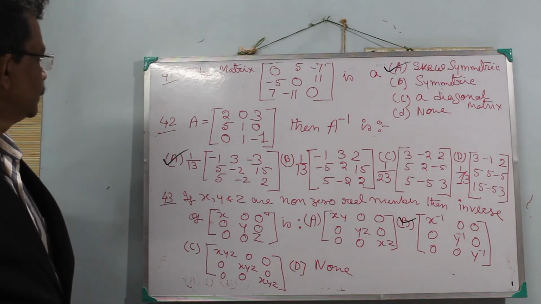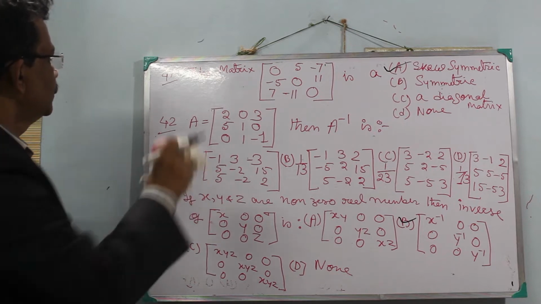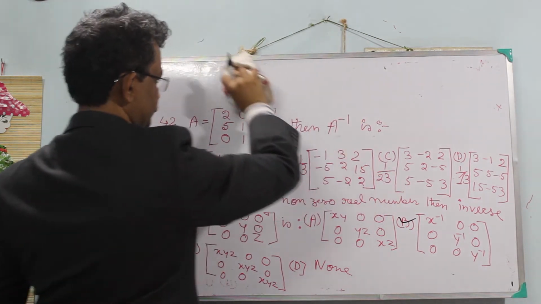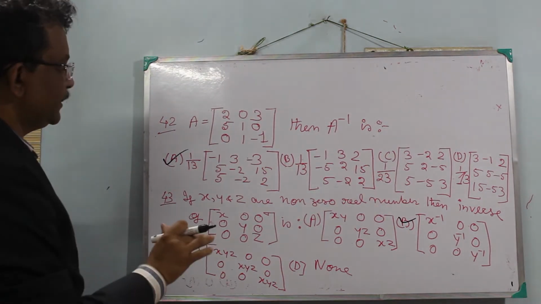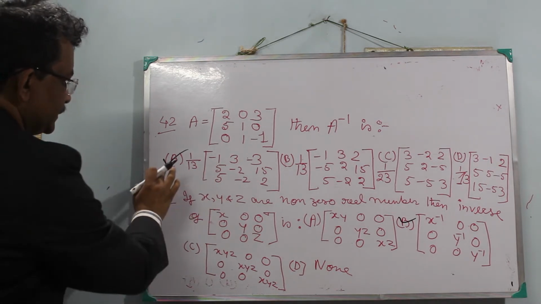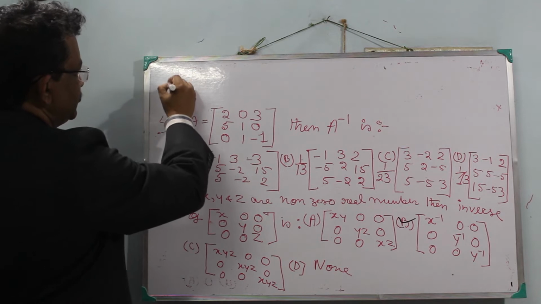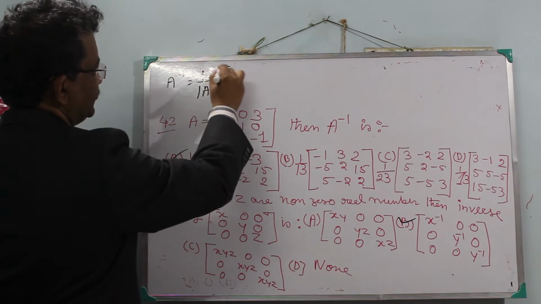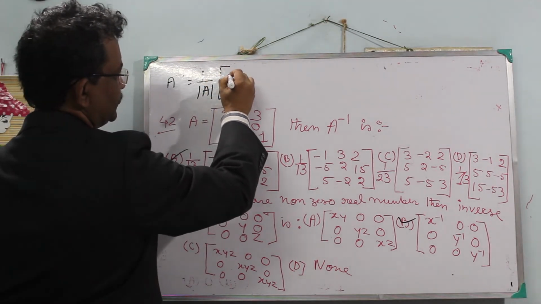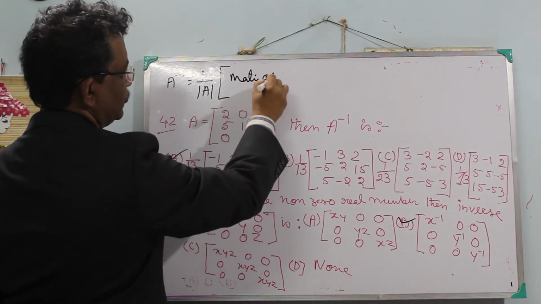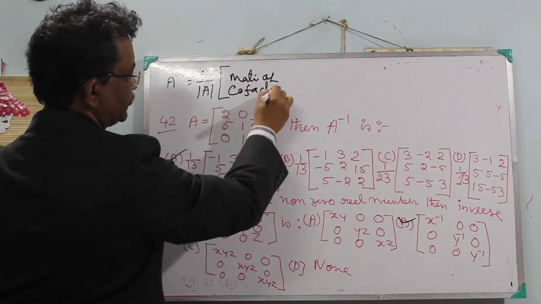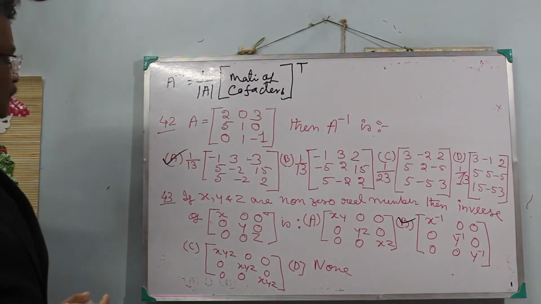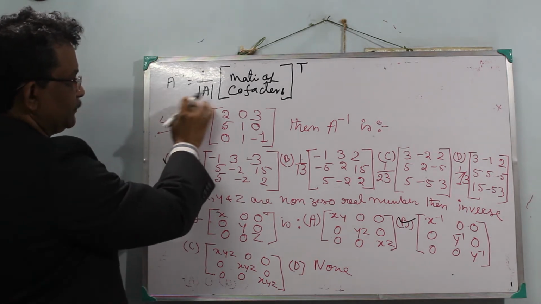And for 42, we have to calculate. 42 says A is a matrix. Then A inverse is. So the correct answer is A. So how do we calculate? You know how to calculate A inverse. It is 1 by det, and then the matrix of cofactors and its transpose. Then we will get A inverse. So first we have to do the calculation of the determinant.